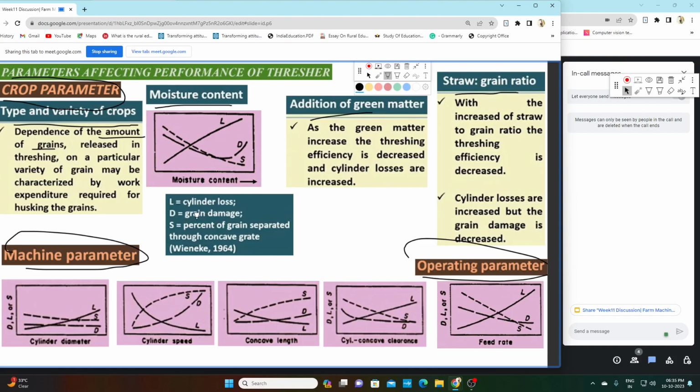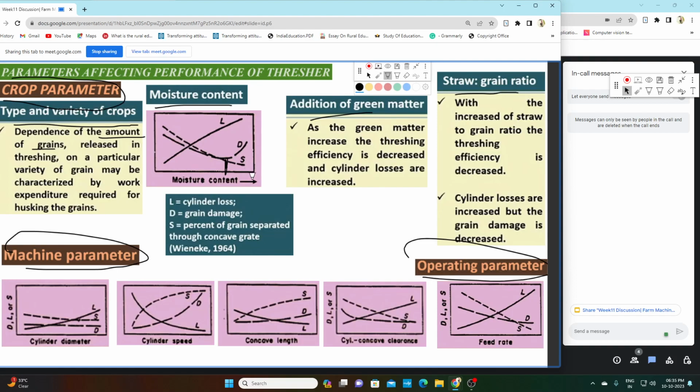Second is grain damage, D. Whenever we are increasing the moisture content, the grain damage first decreases, then it reaches a minimal value, and then it increases. So this is about grain damage. And last, the percentage of grain separated through the concave grate, S. Whenever we are increasing the moisture content, the separation of grain decreases. This relationship is also almost linear.